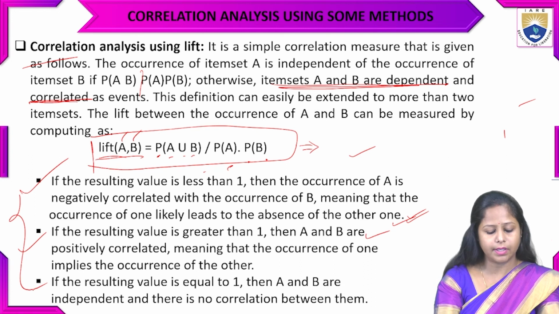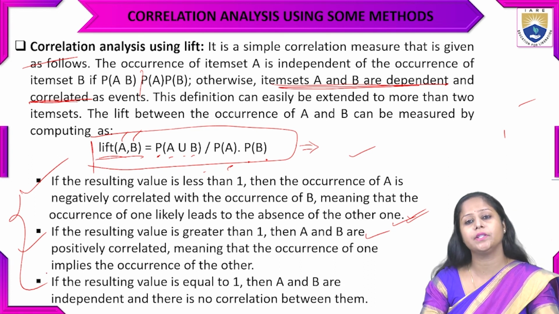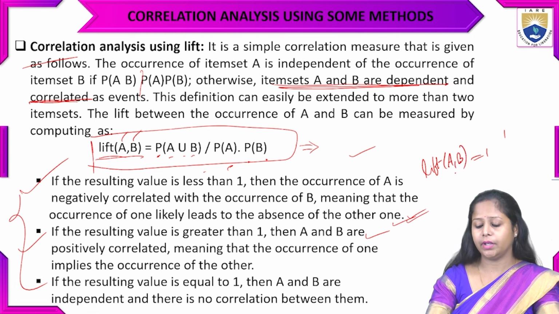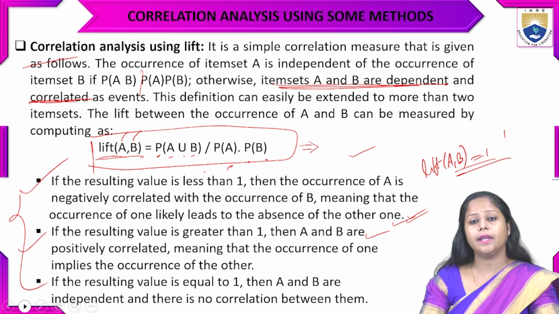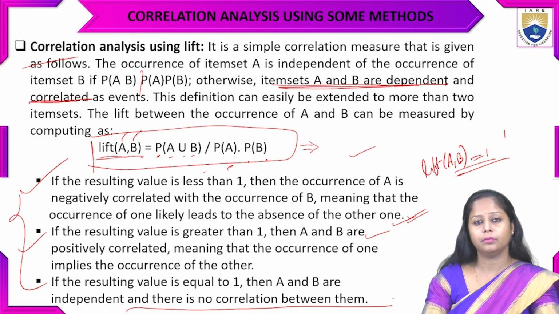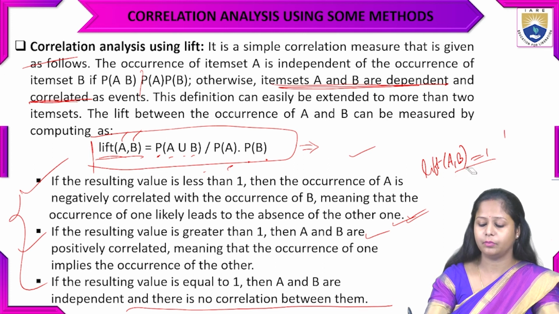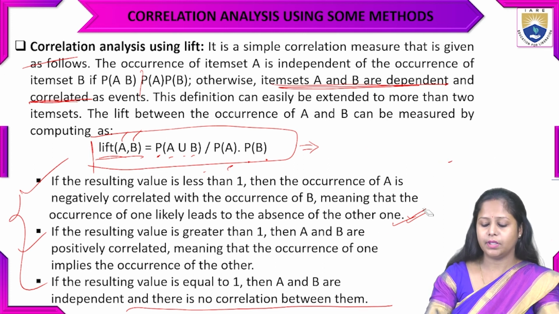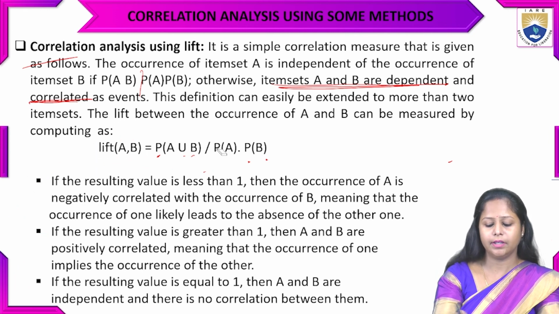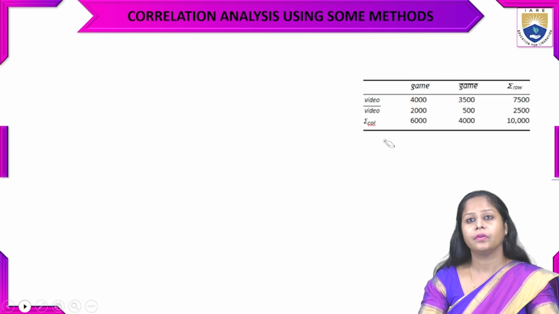The third condition is if the resulting value is equal to 1, after we calculate the lift for the item sets. Then A and B are independent and there is no correlation between them. So these are the conditions we need to check when calculating the lift.